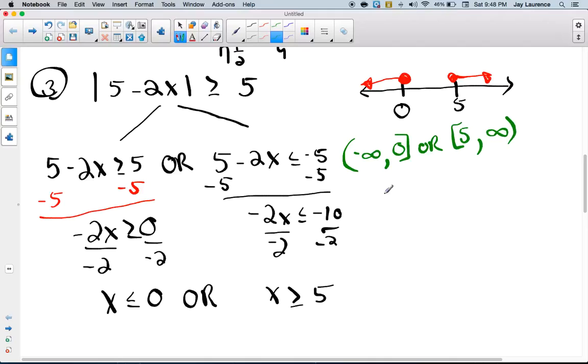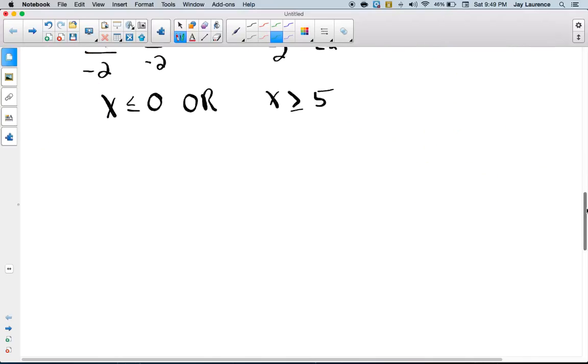Finally, part D, set builder notation. The solution is the set of all real numbers x such that x is less than or equal to 0, or x is greater than or equal to 5. And there you go. There's set builder notation.